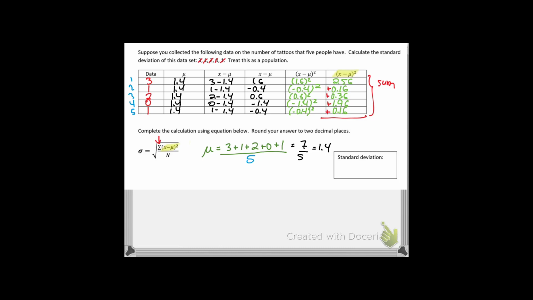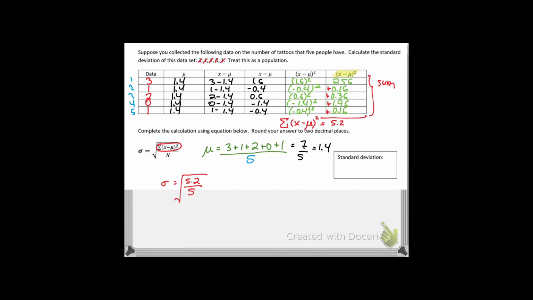Okay, so when we add all 5 of those values up together, believe it or not, that gives us a sum of 5.2. So, I can replace this entire expression right here with the number 5.2, because 5.2 is the sum of the squares of the difference. Okay, so sigma equals the square root of 5.2 over n. Remember n is our sample size, n is 5.